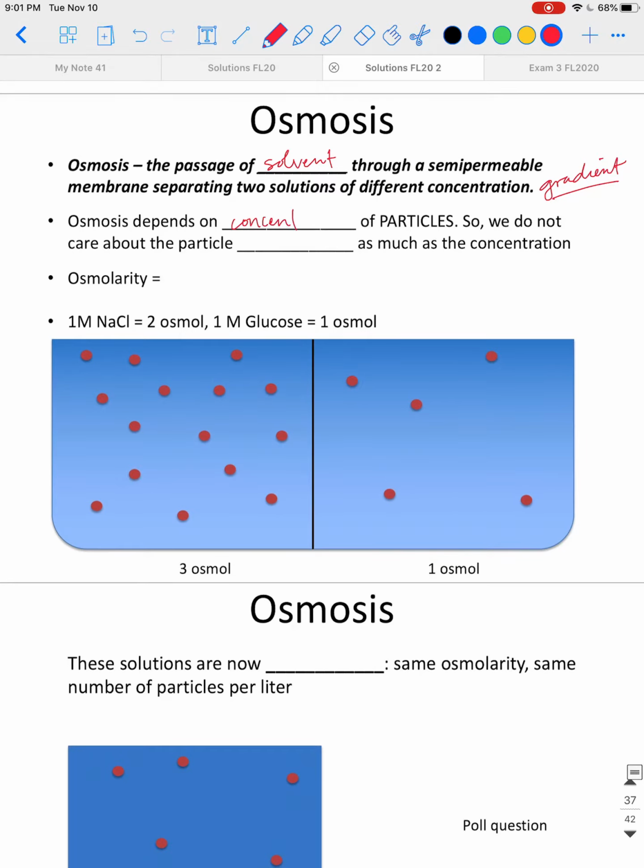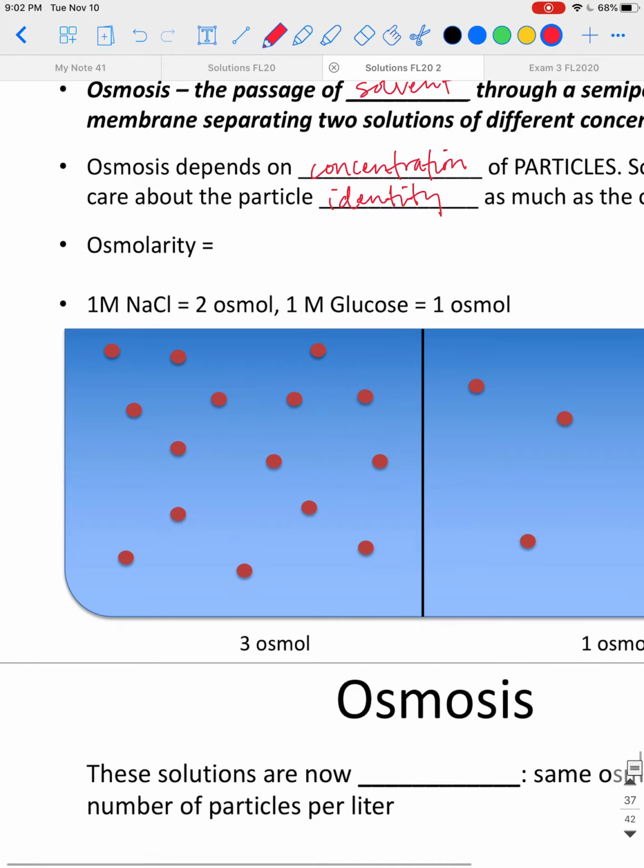Osmosis depends, here's another important statement, on the concentration of particles. We don't care about what the particle is. All right, so everything I just taught you to think about with ions and electrolytes, this is different. We don't care if it's a +2 or a +1 ion or what it is. We just call it particles from now on. They're all particles. We don't care about the identity as much as we care about the concentration.